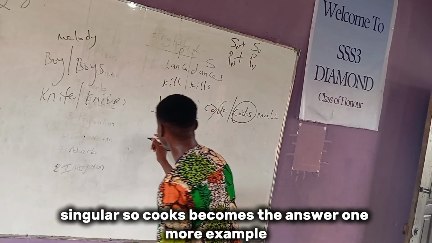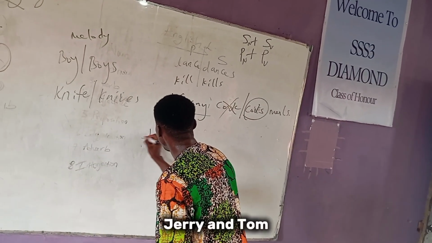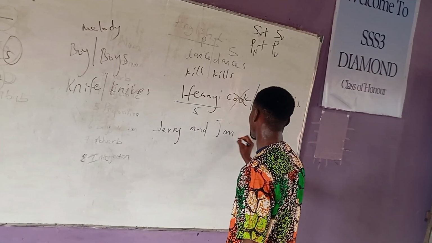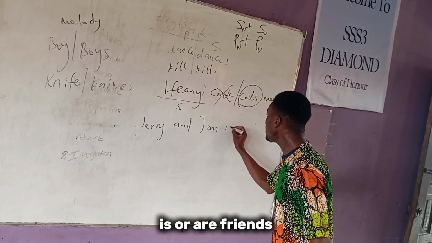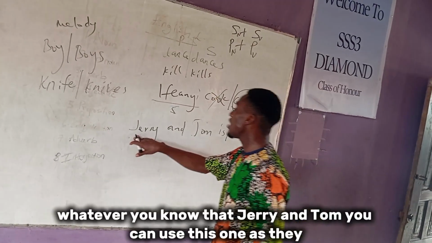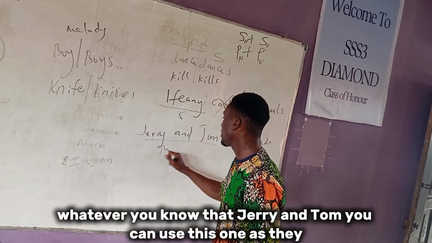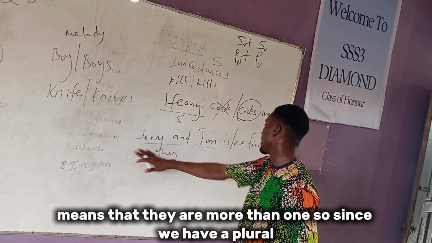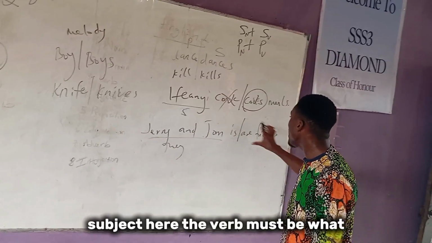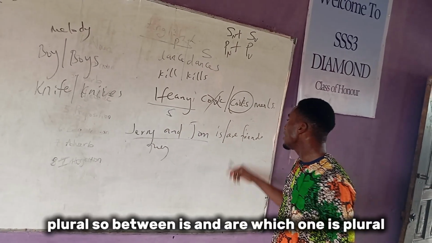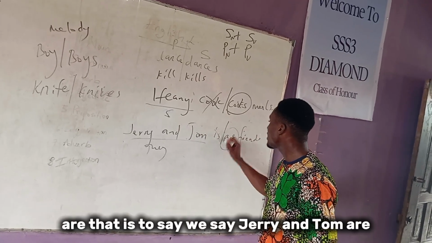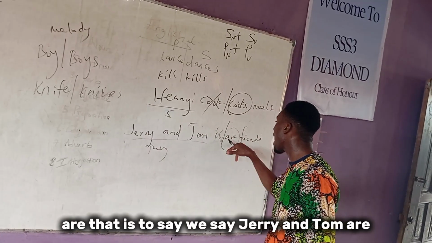One more example. Jerry and Tom is or are friends. Wherever we have Jerry and Tom, you can use it as they, meaning that they are more than one. So since we have a plural subject here, the verb must be what? Plural. So between is and are, which one is plural? Are. That is to say, we say Jerry and Tom are friends.